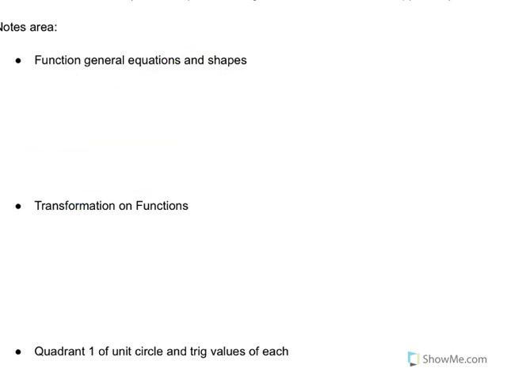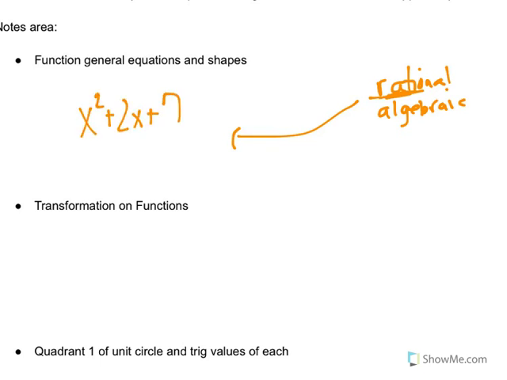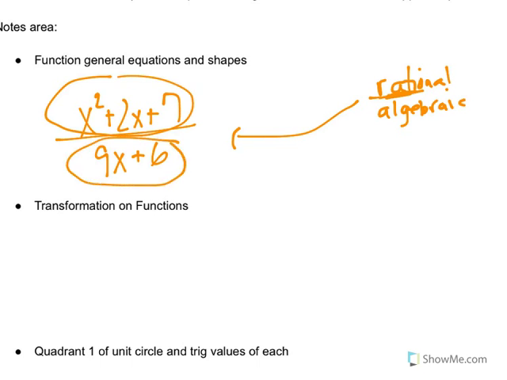Now, the other types of function I want to talk about really quick, two other types, are rational and algebraic. All that means is there's a ratio in the function. That's all that means. For example, x squared plus 2x plus 7 over 9x plus 6. There will always be one polynomial over the top of another polynomial. This has values everywhere except where the bottom is equal to 0. If the bottom equals 0, you'll have some type of discontinuity, but that's not important for this section right here.